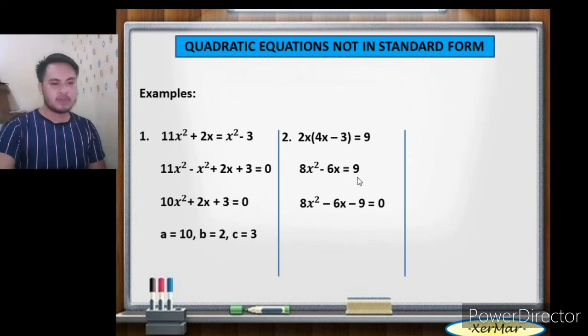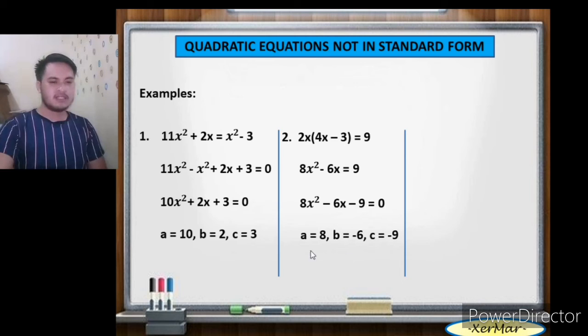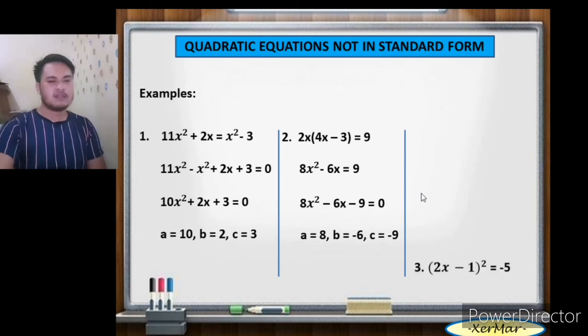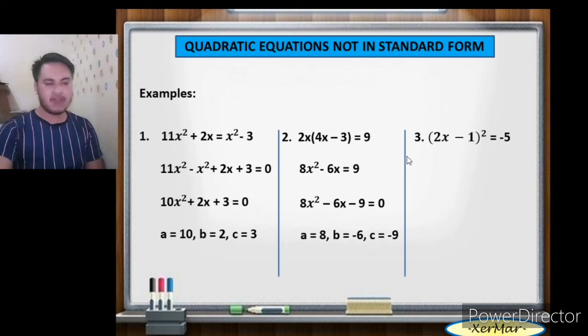We will transpose 9 to the left side to make our equation standard form. So we have 8x squared minus 6x minus 9 equals 0. The values of a, b, and c are a equals 8, b equals negative 6, c equals negative 9. Next, number 3, we have the quantity of 2x minus 1 squared equals negative 5.